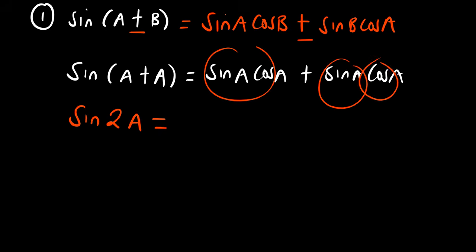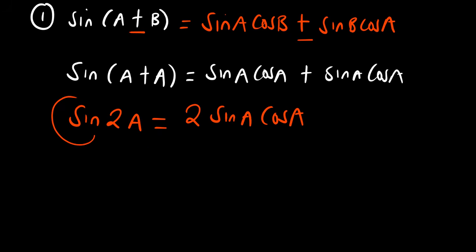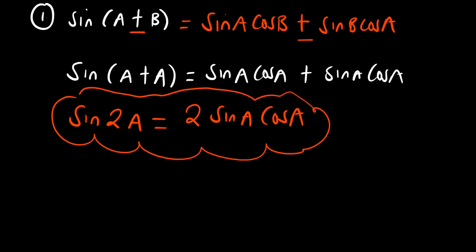You're able to see that these ones are the same. This is just like x plus x. When you have x plus x, it just equals 2x, right? So that's what we're going to have as well. We're going to have 2 sine A cos A, and this is another important double angle for sine that you're supposed to know. It's very, very important for you to know.